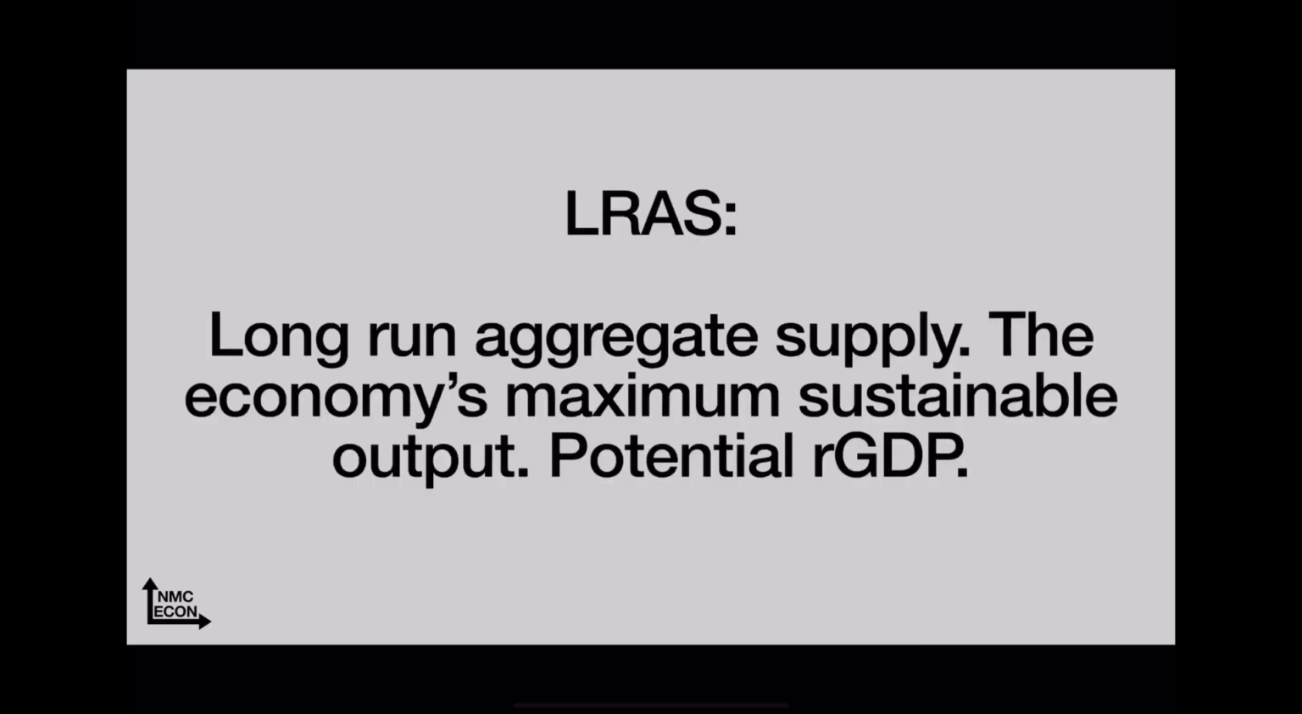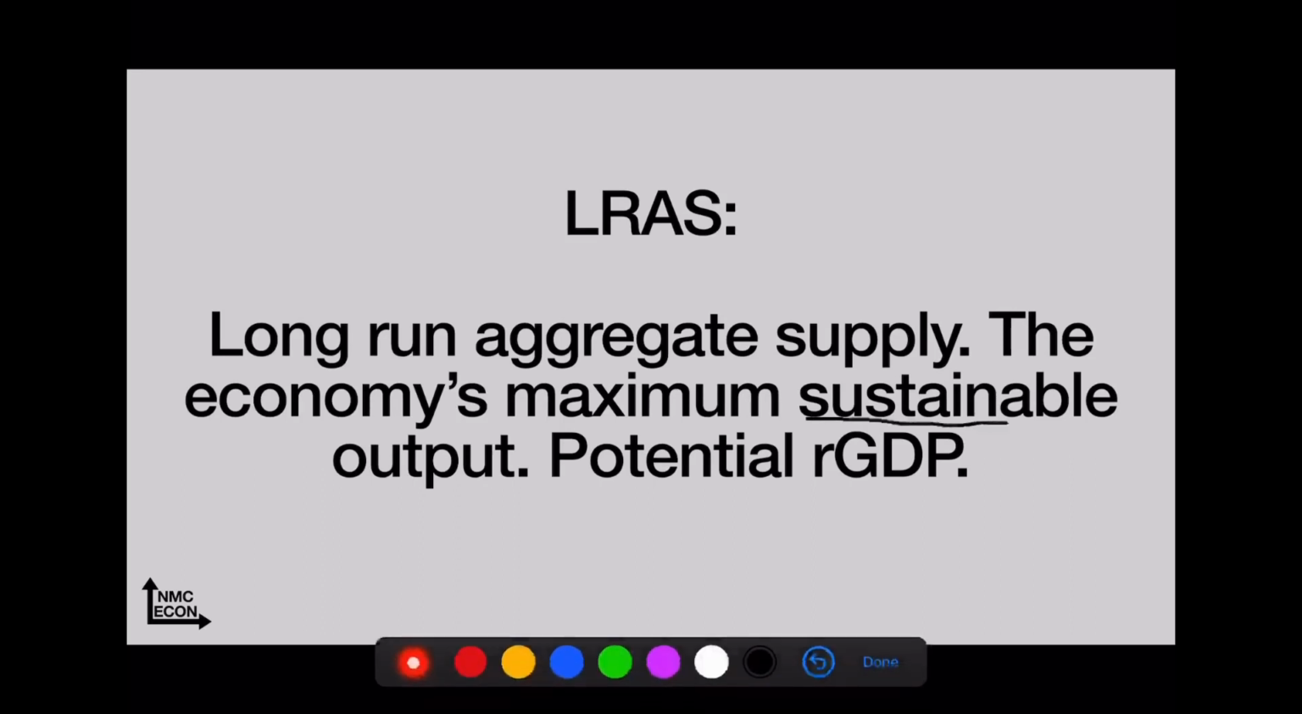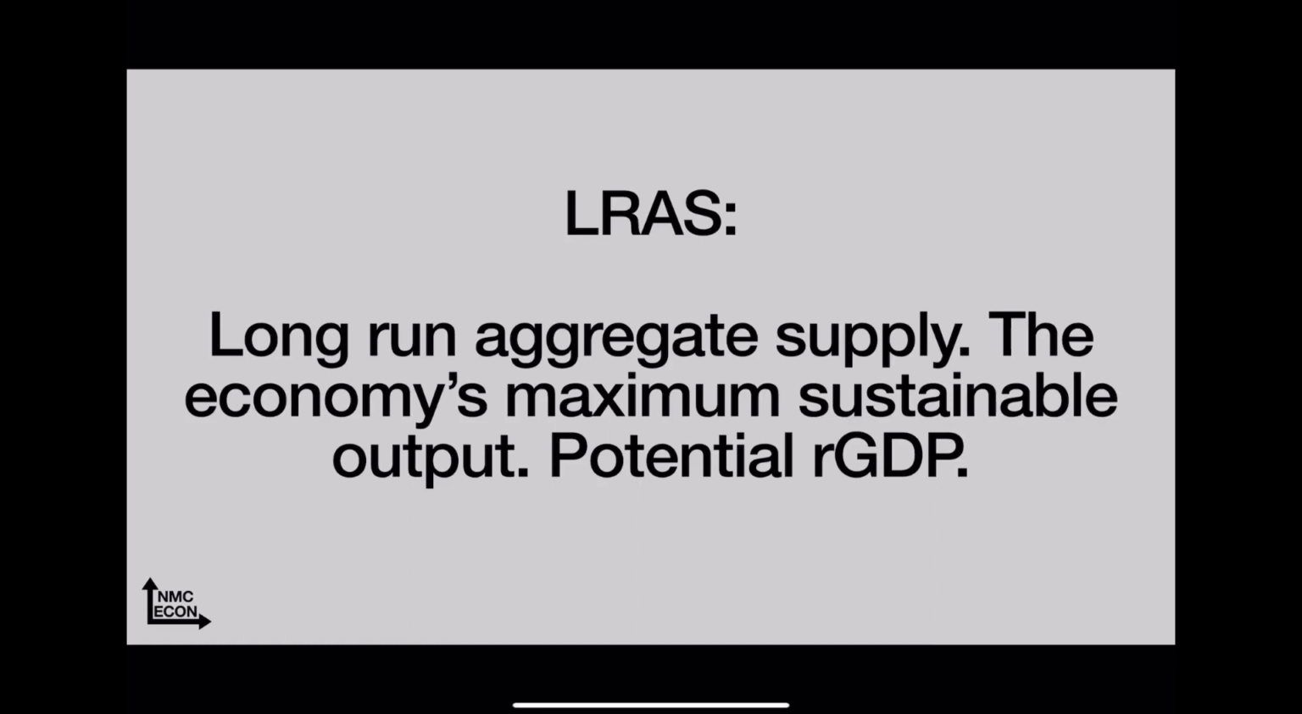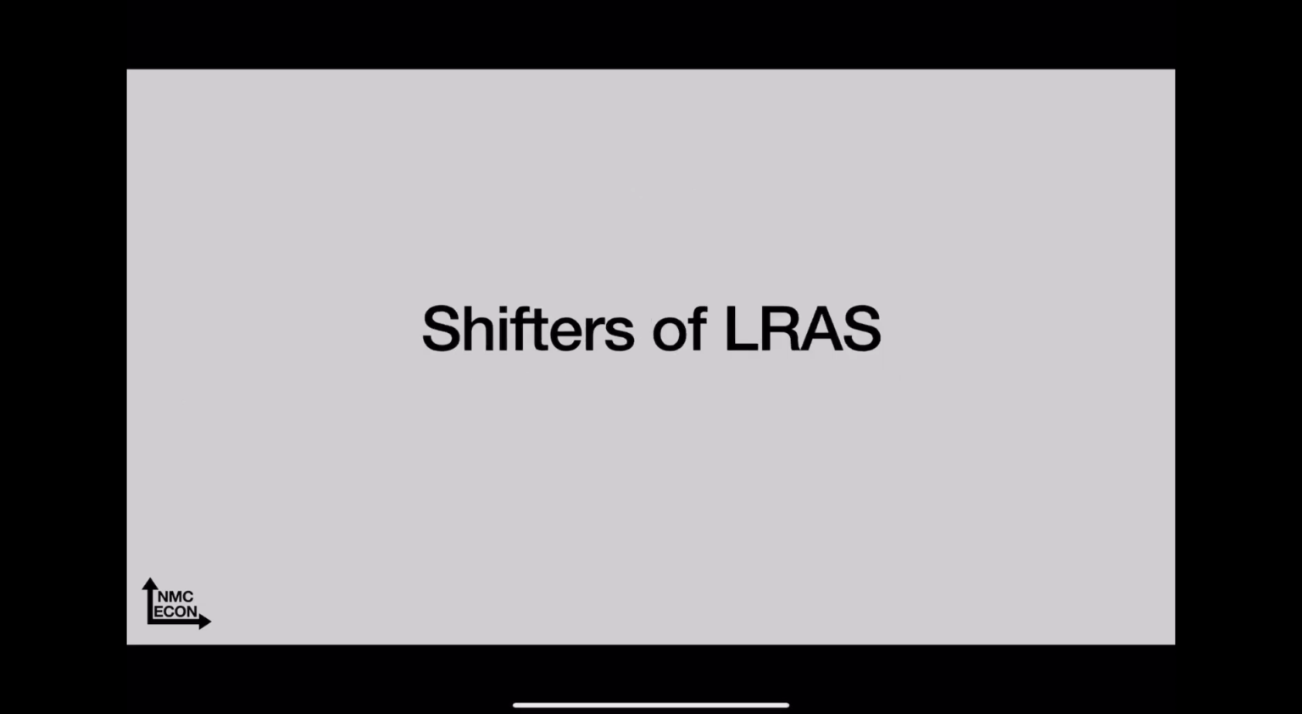LRAS, long run aggregate supply. This is the economy's maximum sustainable, that's long run, output. It's the potential GDP. Remember the PPC curves from Unit 1? Well, this is just that line, but on a different model. I'll show you soon.